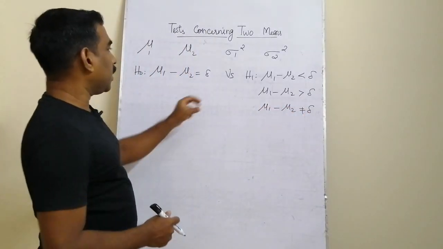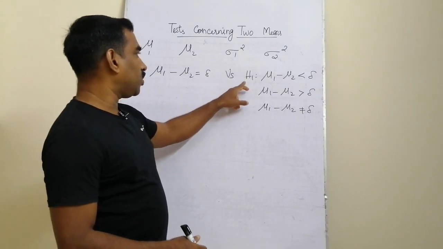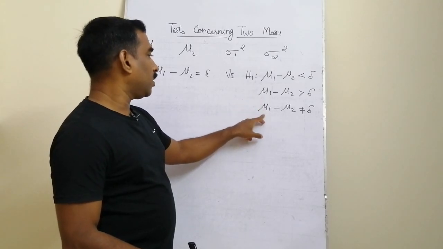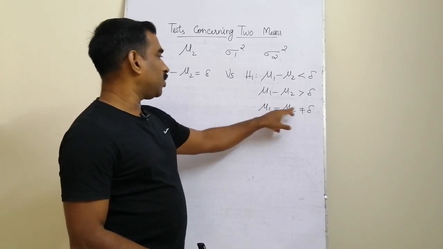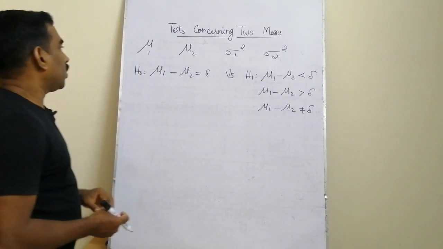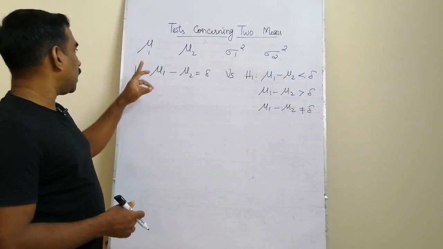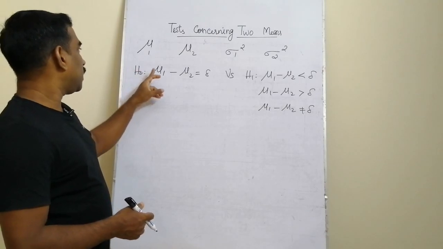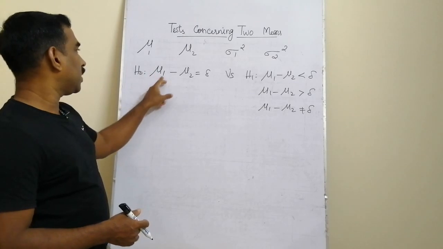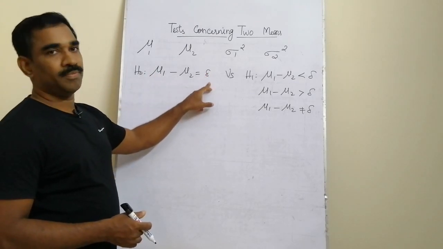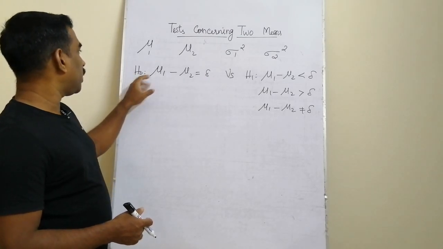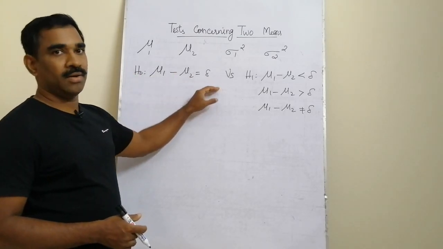As before, we can classify this alternate hypothesis as a one-tailed alternative for the first two cases, and the third one, mu1 minus mu2 not equal to delta, is called a two-tailed alternative hypothesis. For comparison purposes, we are always taking the null hypothesis as there is a difference in population means, and that difference is delta. Whenever this delta is equal to 0, we are on the assumption that the two population parameters are identical.